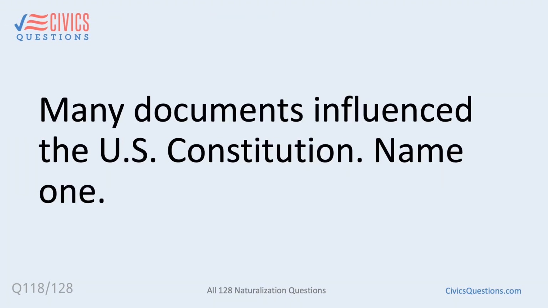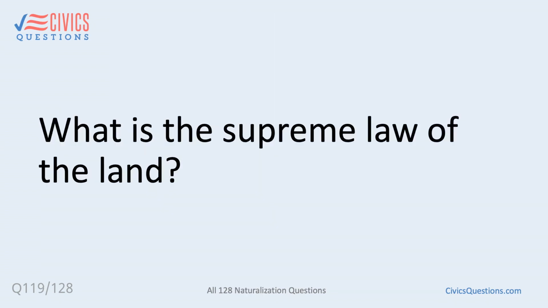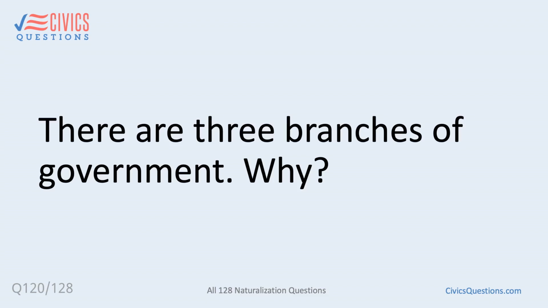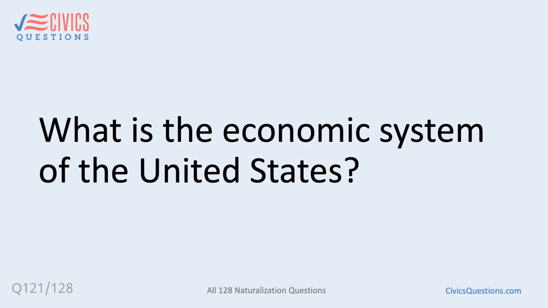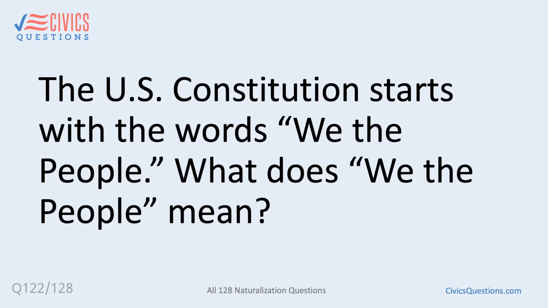Many documents influence the U.S. Constitution. Name one. Declaration of Independence. What is the supreme law of the land? U.S. Constitution. There are three branches of government. Why? Checks and balances. What is the economic system of the United States? Capitalism. The U.S. Constitution starts with the words, "We the people." What does "we the people" mean?